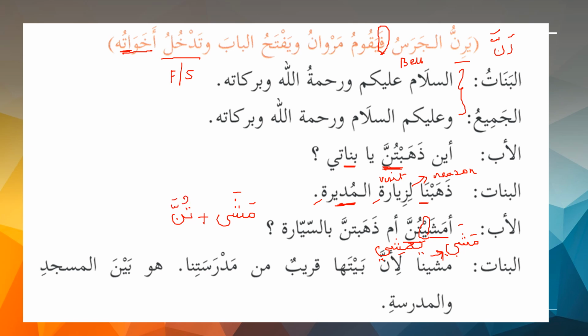What happens? How does it change? It becomes masha, and here it becomes ya, mashay. Mashay with sukoon, and then you attach the pronoun as tunna. So this is the change that happens whenever you attach the pronoun with the past tense. The alif makhsura here changes to ya. That's how your pronoun comes with the past tense attached to it.